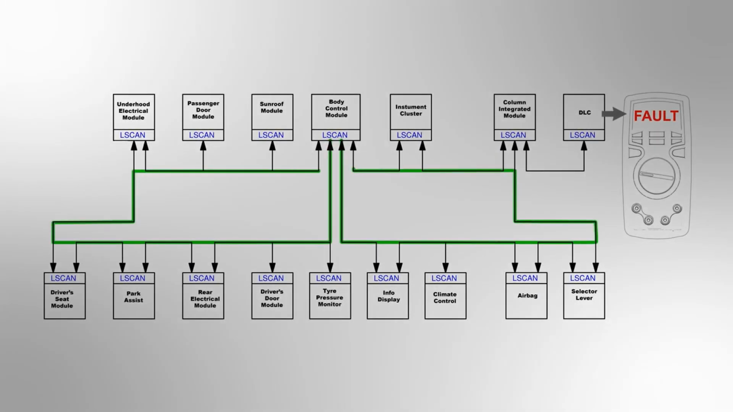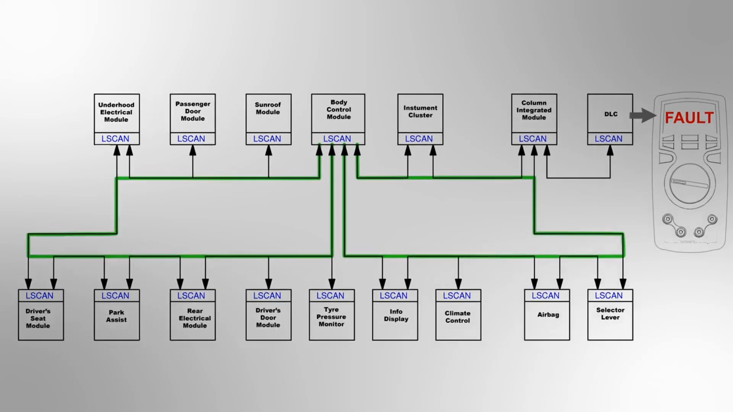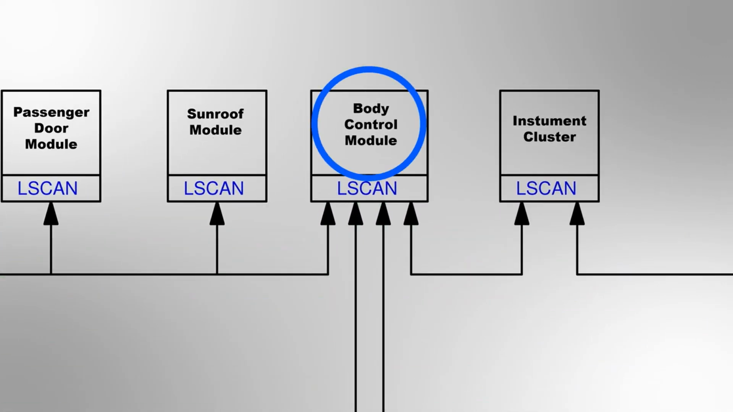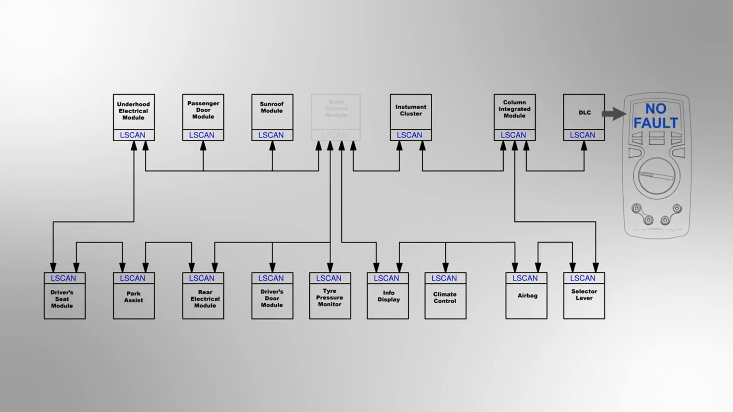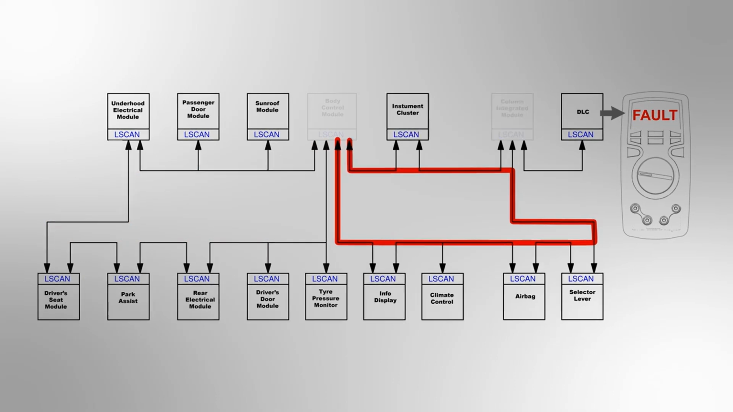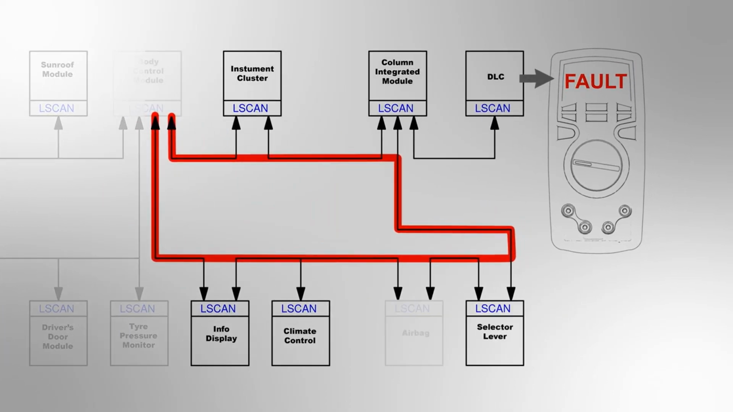On a double ring layout, the first module to disconnect is the one that shares both rings. In this case, it would be the body control module. If the fault disappears when the BCM is removed, the problem will be in the left ring or the BCM. If the fault still exists, then it will be in the right ring. Now it's a process of eliminating each module to find the fault. If the fault still exists, it must be in the wiring.